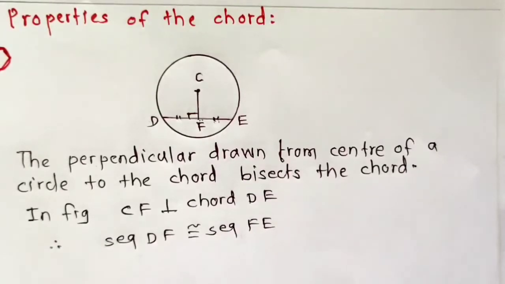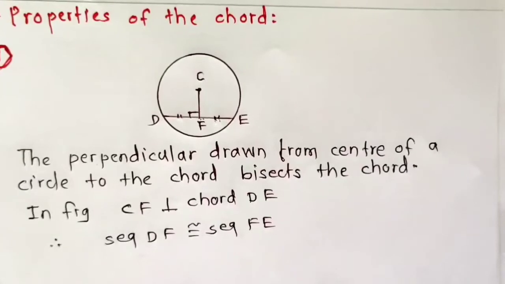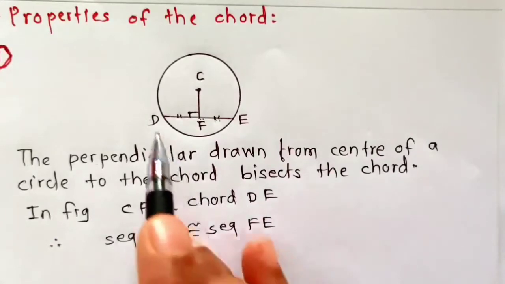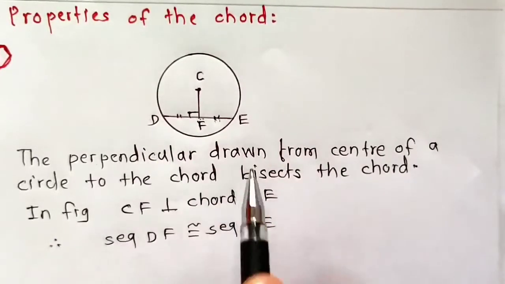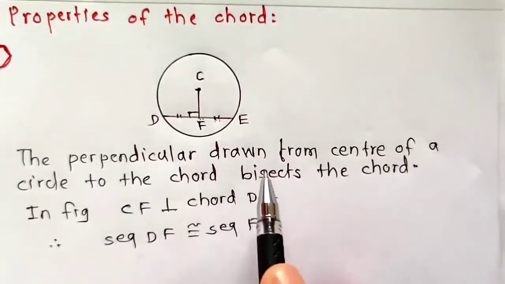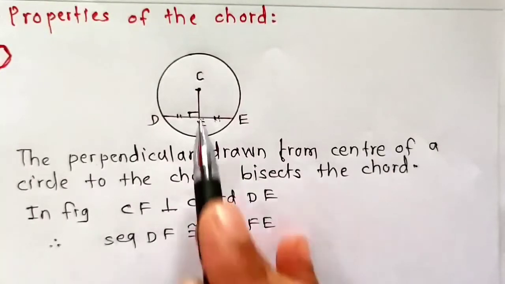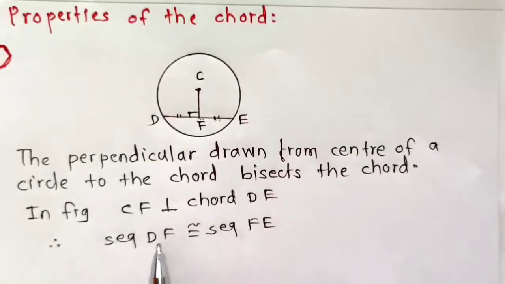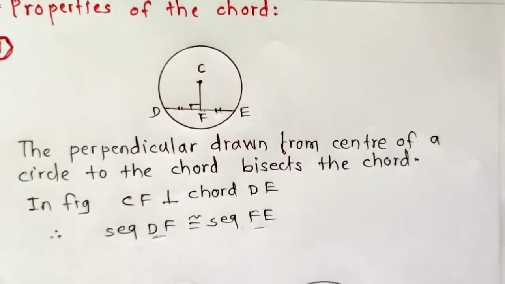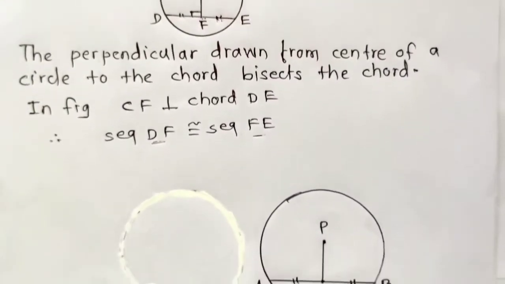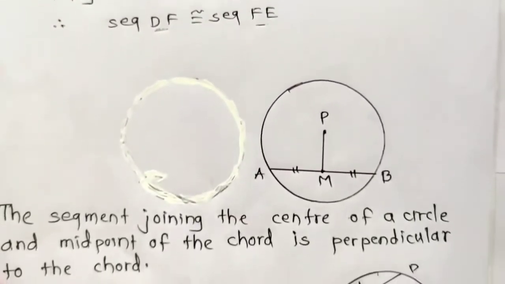So we have to recall and use these properties. Remember, the perpendicular drawn from the center of a circle to the chord bisects the chord, meaning it divides the chord into two equal parts. That's why here CF is perpendicular to DE, therefore DF is equal to FE, divided into two equal parts.